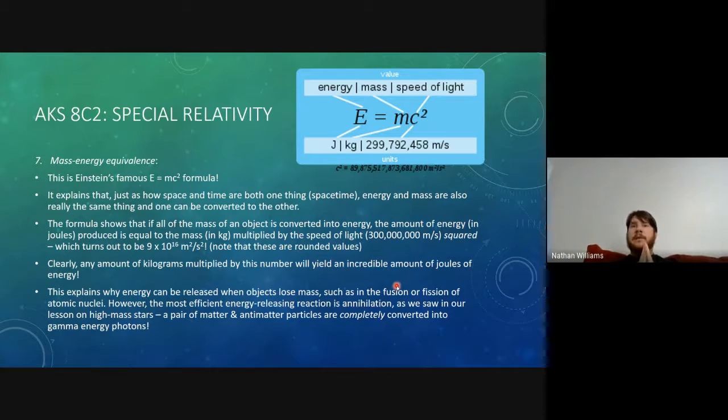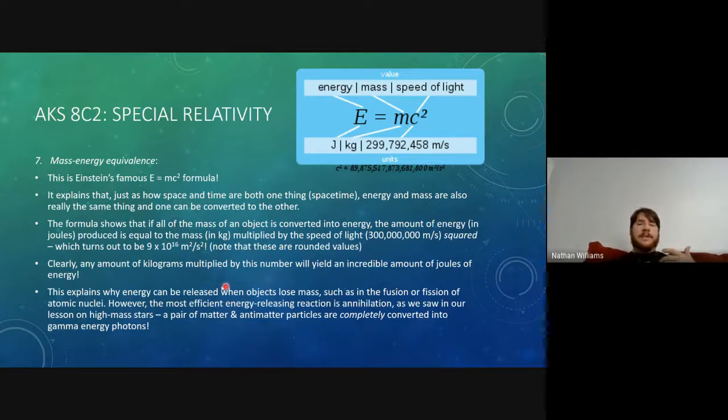And if they collide with a normal matter electron, then the mass of both of those particles is totally and completely converted into energy, particularly gamma energy. And that is the cleanest, most efficient energy reaction we have. And it's also because of that, it's the best demonstration of E equals mc squared.